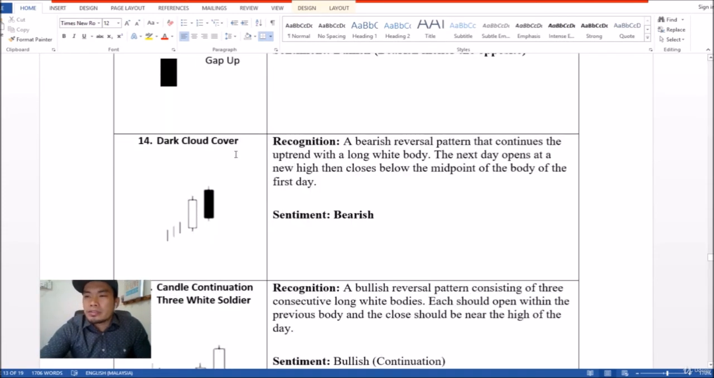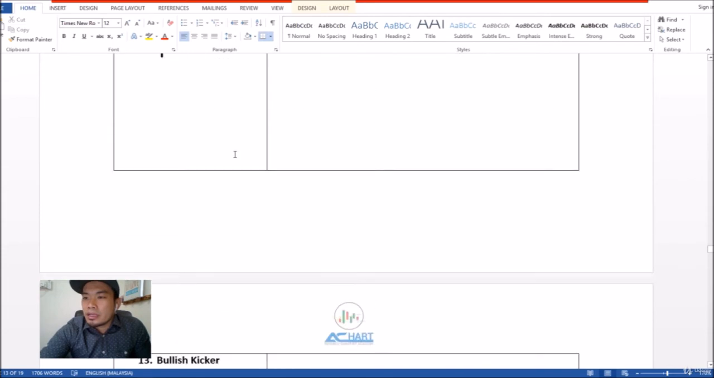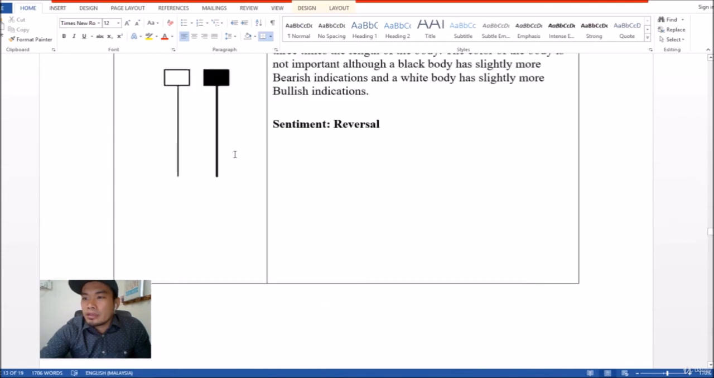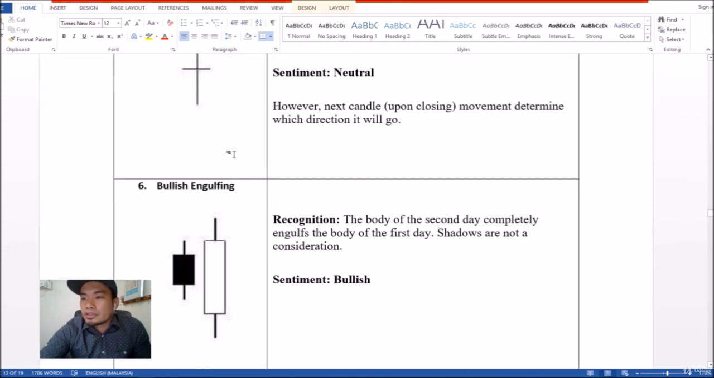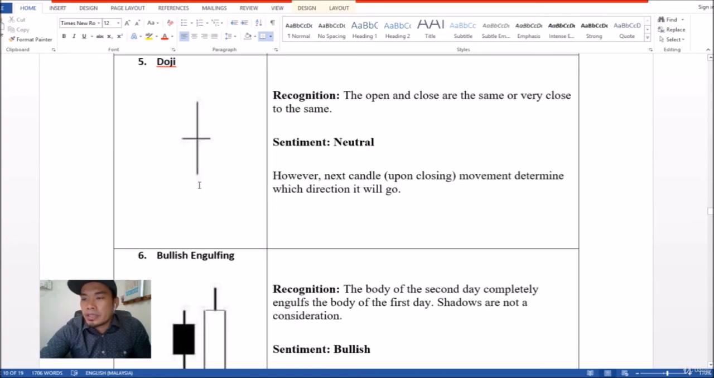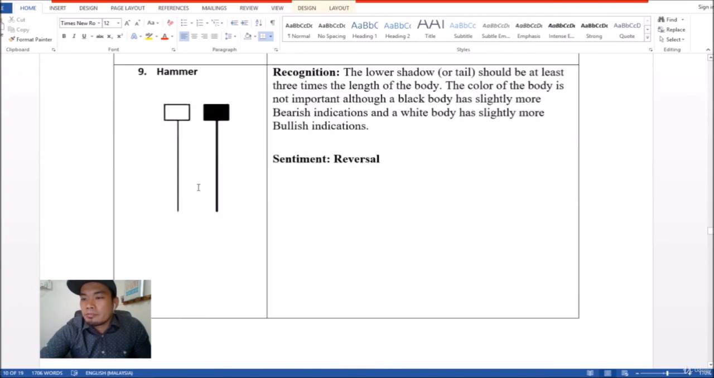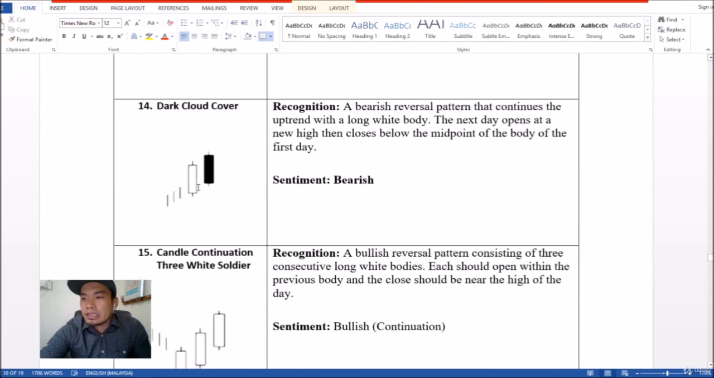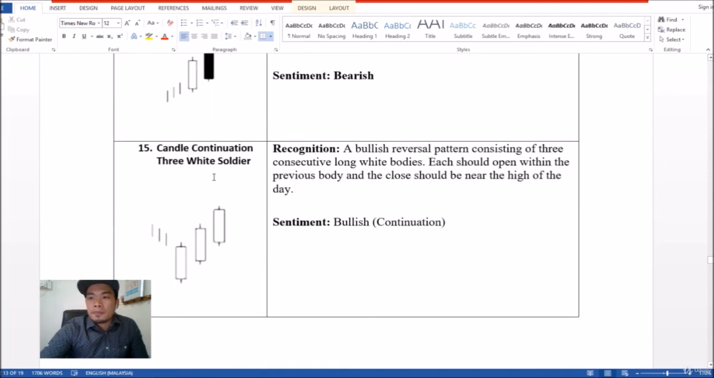And the next is dark cloud cover. Actually, I believe the dark cloud cover is the reverse of the piercing candle. It's the reverse of the piercing candle, where this dark cloud cover happens at the top of a trend and indicates a bearish sentiment of the trend.